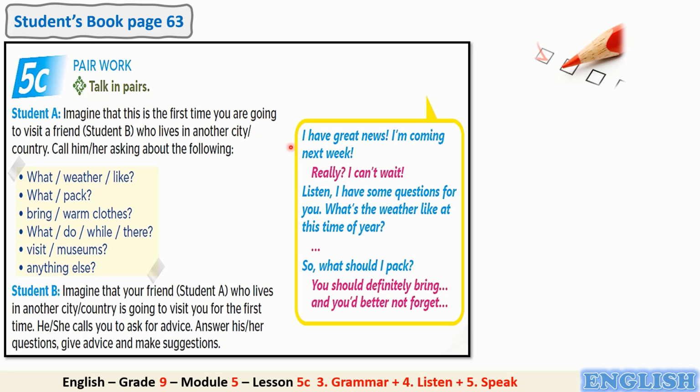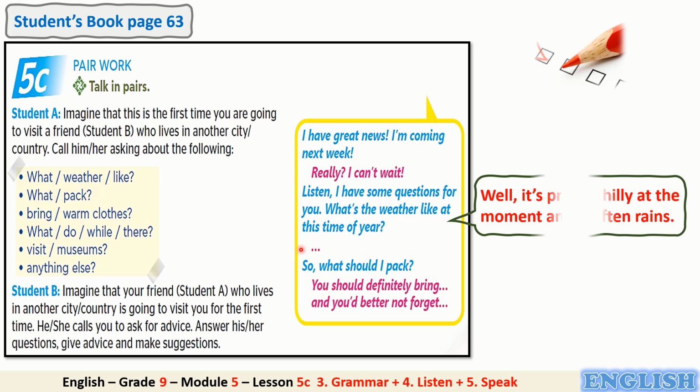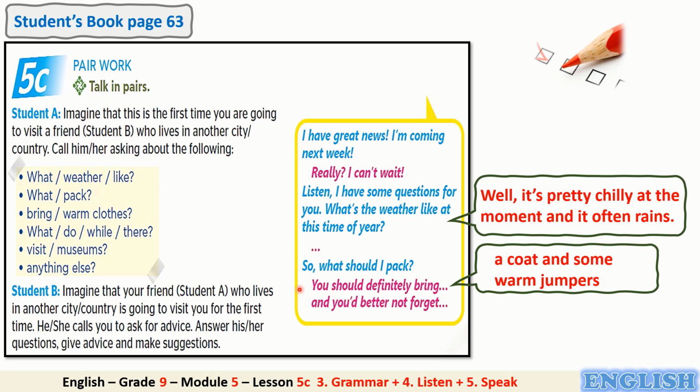A. I have great news. I'm coming next week. B. Really? I can't wait. A. Listen, I have some questions for you. What's the weather like at this time of year? B. Well, it's pretty chilly at the moment, and it often rains. A. So what should I pack? B. You should definitely bring a coat and some warm jumpers, and you'd better not forget an umbrella or a raincoat.